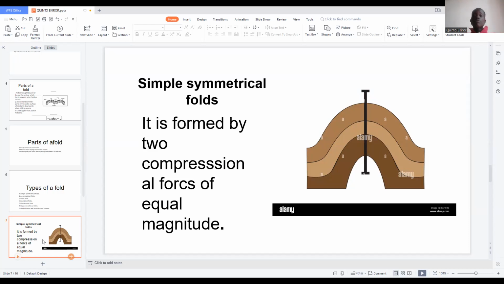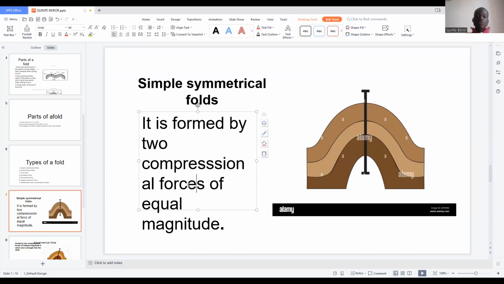A simple symmetrical fold is formed by two compressional forces of equal magnitude. Have you seen? This part is the same as this part.